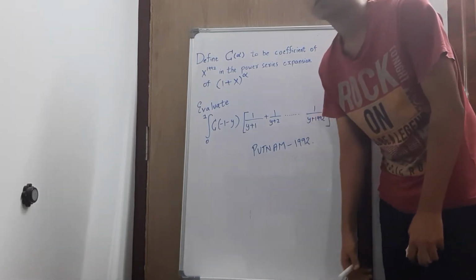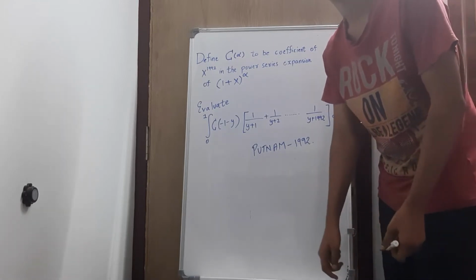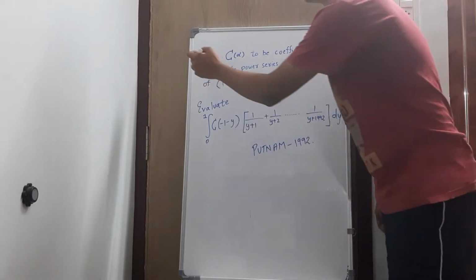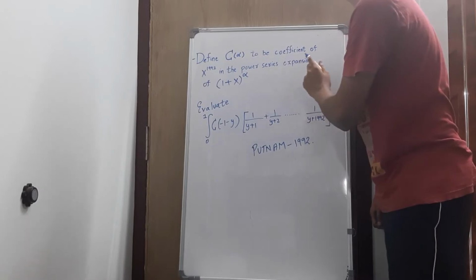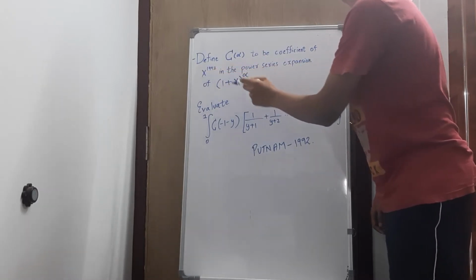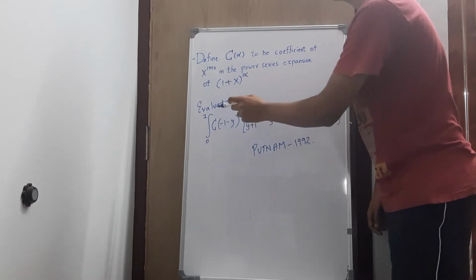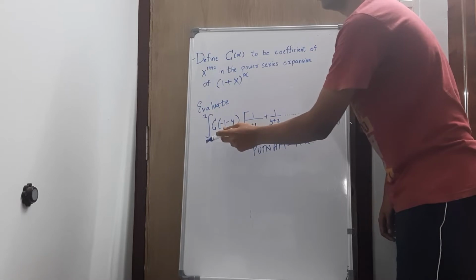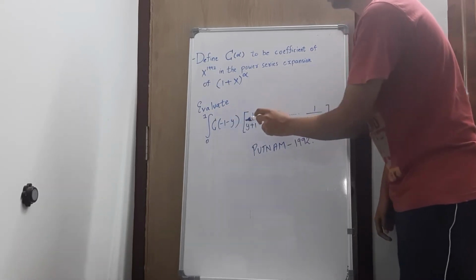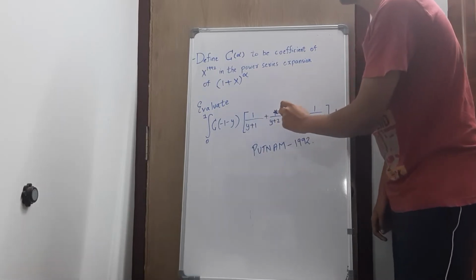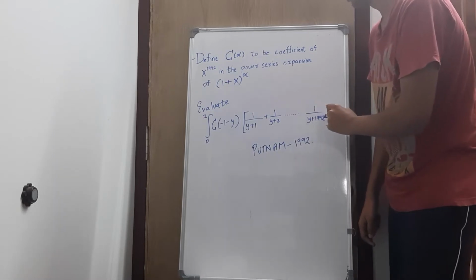In this video, we're gonna solve a question which was asked in the Putnam examination held in 1992, and the question is as follows: define C of alpha to be the coefficient of x to the power 1992 in the power series expansion of (1 plus x) to the power alpha, and we have to evaluate the integral from 0 to 1 of C of (-1 minus y) times (1 divided by (y plus 1) plus 1 divided by (y plus 2) and so on, up to 1 divided by (y plus 1992)).